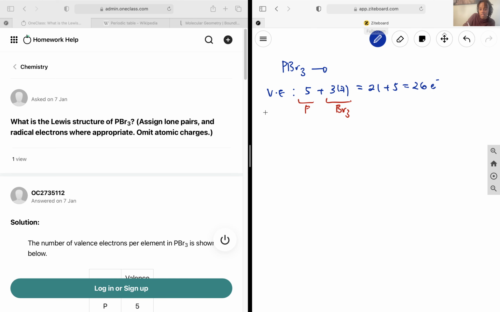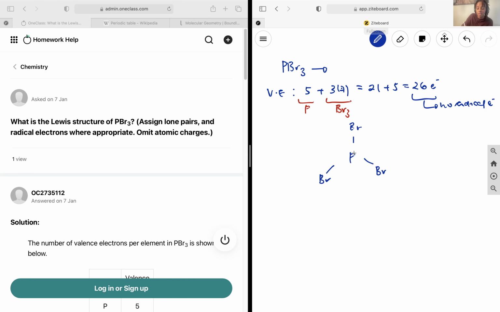The question said I can assign lone pairs and radical electrons where appropriate and omit atomic charges. From here we can see that this is an even number, so we're not going to have any radicals. And so there are no radical electrons. We'll just have lone pairs and bonding pairs. Let's go ahead and create our skeleton. We're going to have P in the middle, and then Br, Br, Br.